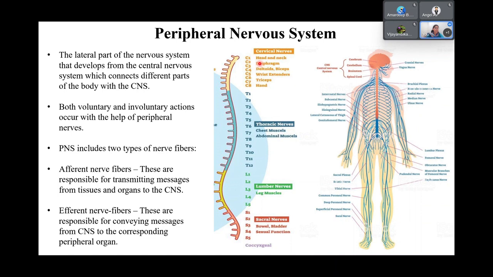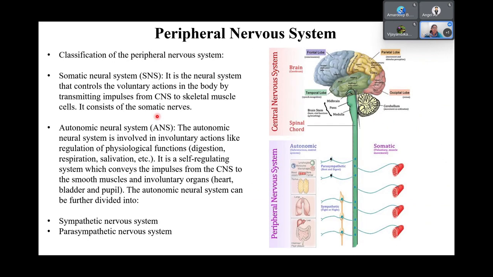So like I was saying, you can divide your peripheral nervous system into two types, the autonomic and the somatic nervous system. The somatic nervous system, as I mentioned in the beginning, is for voluntary action. So all the skeletal muscle activity, which lets you control your hand, move your leg, move your body, is controlled by the somatic nervous system. And that's why they have the somatic nerves.